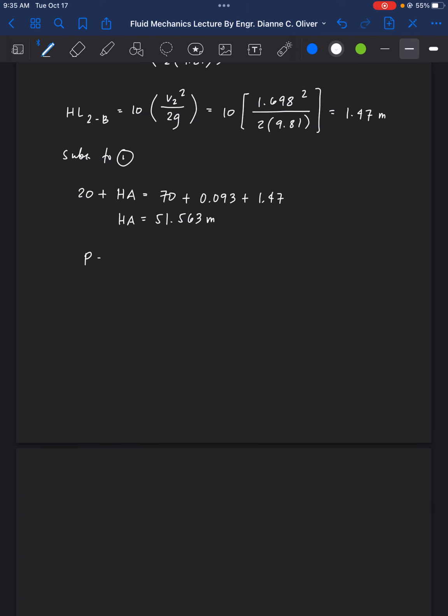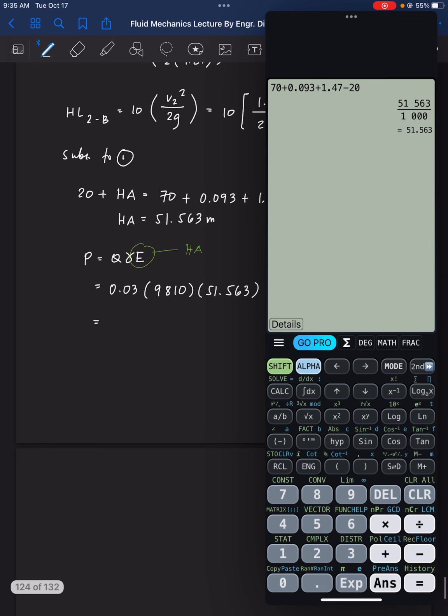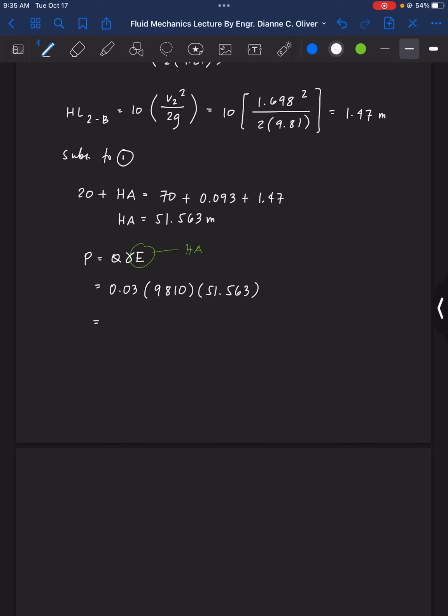Therefore, we can now have our power, Q gamma E, having E here as the head added. So Q is 0.03. Our liquid is water, 9810. And this is 51.563. So the answer here is in watts. 0.03 times 9810 times 51.563, so 15,174.991.